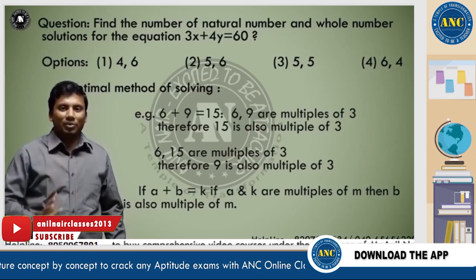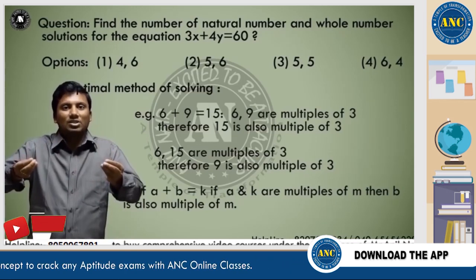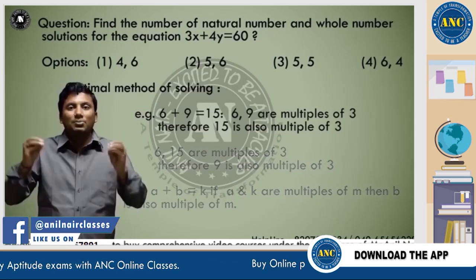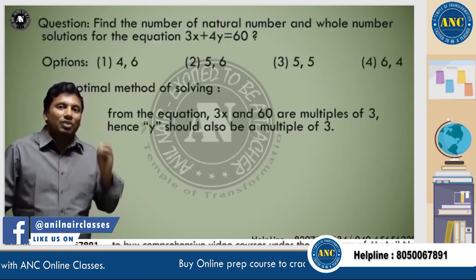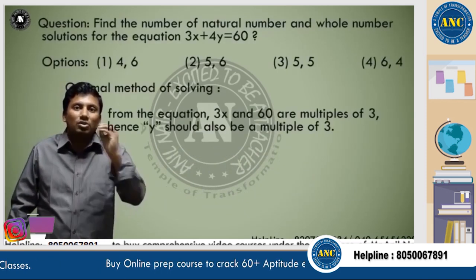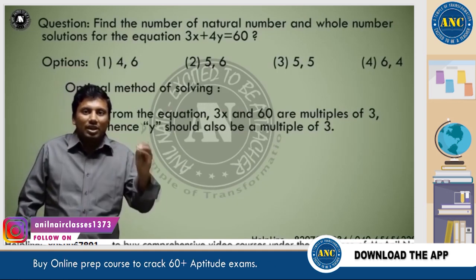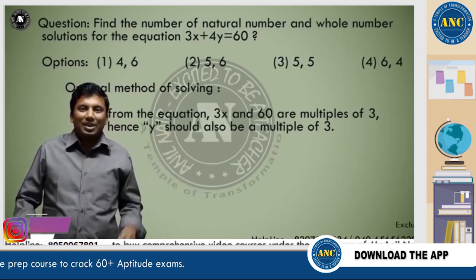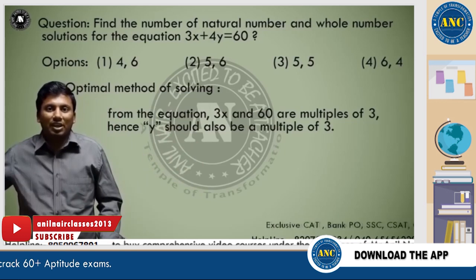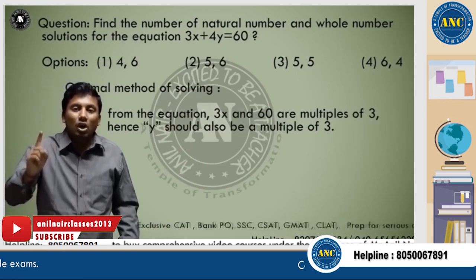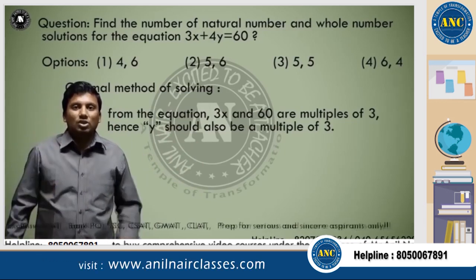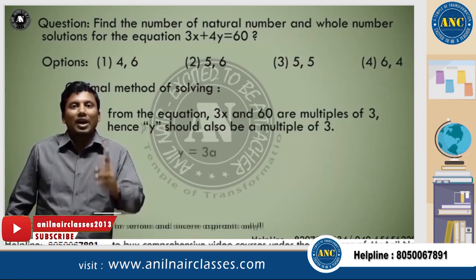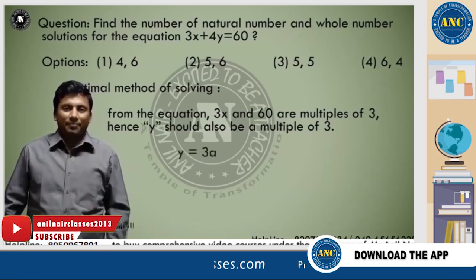I hope it is clear. Let us carry forward this concept onto the problem. Observe the equation carefully: 3x + 4y = 60. That means 3x is a multiple of 3, and 60 is a multiple of 3. That means y should also be a multiple of 3. So I will write y as 3a.